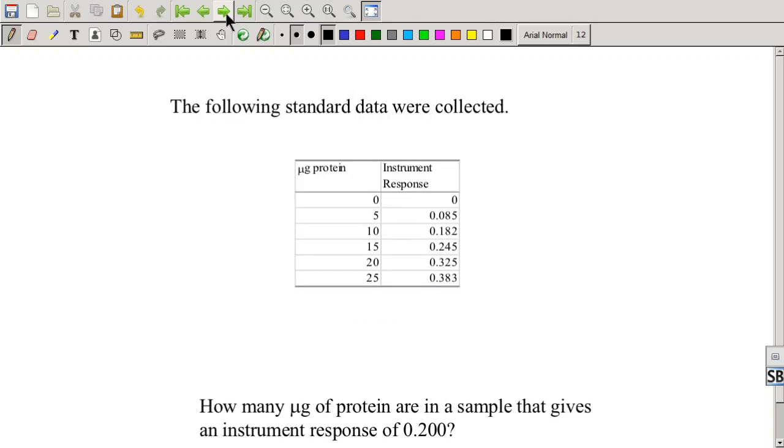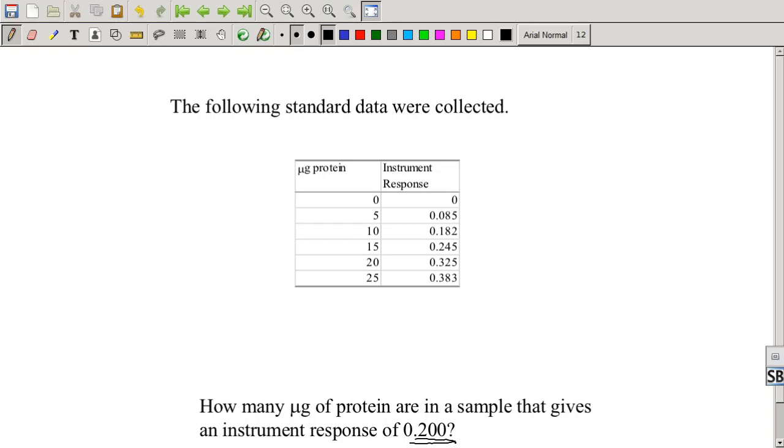Okay, so let's look at some information. Here's a serial dilutions problem. You could almost call this Beer's law, if you will. I've got a certain amount of protein that I add to a solution, and I measure the instrument response based on those concentrations. And essentially what I want to do is say, all right, I have an unknown that gives me an instrument response of 0.2. What is the concentration, or how many micrograms of protein are in that unknown?